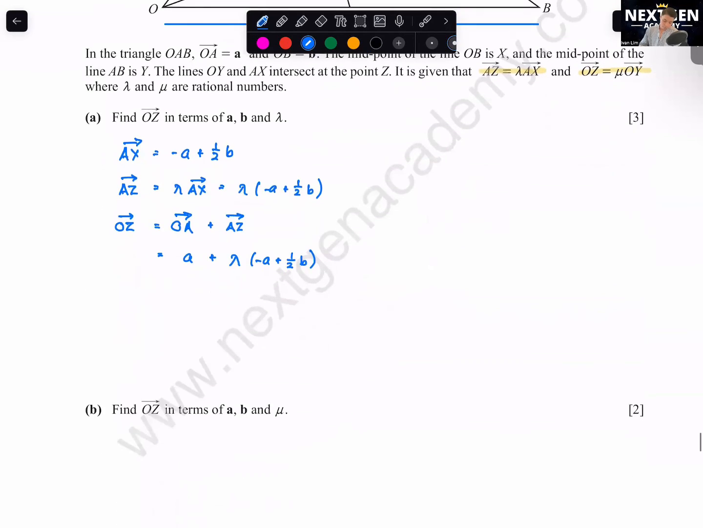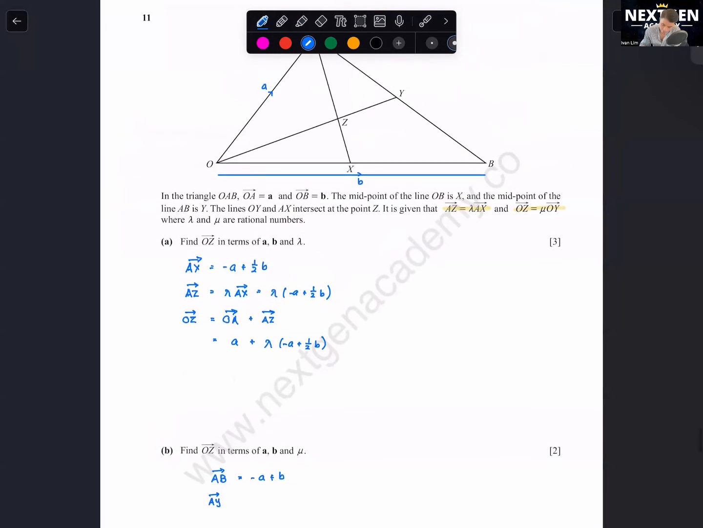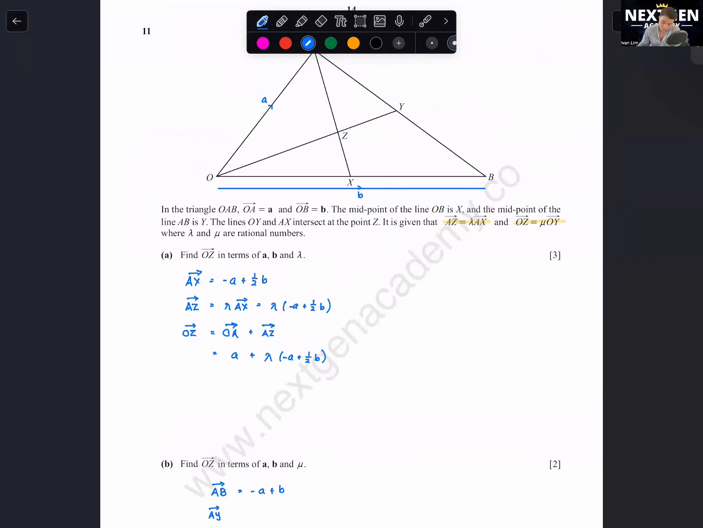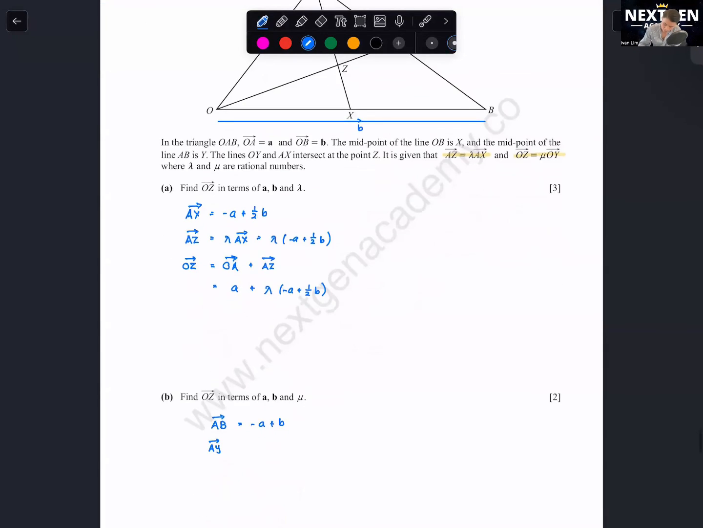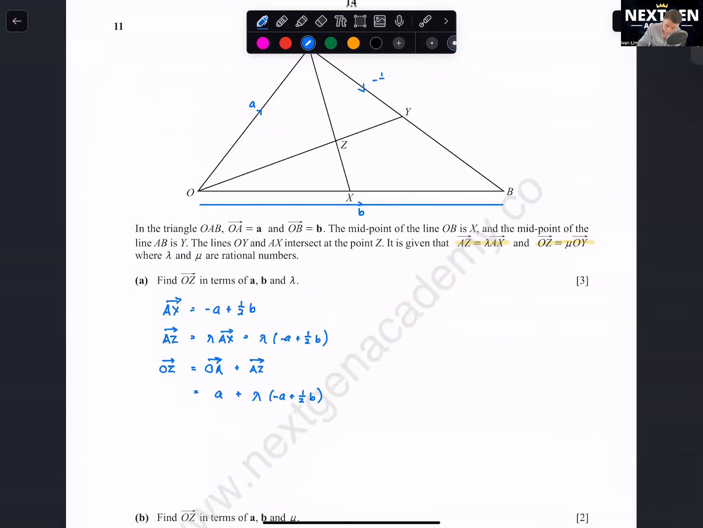Second one, find OZ in terms of A, B, and mu. So AB is equals to negative A plus B. AY, you have to see in the diagram here, AY is half of AB. So here will become negative 1 over 2A plus 1 over 2B. Half of it, until this point here.